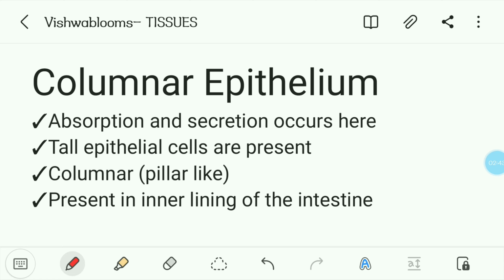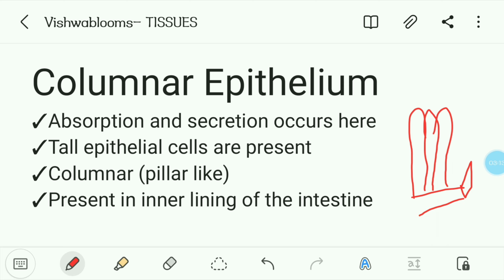Now columnar epithelium. Here, absorption and secretion happen. And how are they present? They are tall epithelial cells, present in this way. Tall they are. And columnar epithelium is like a pillar upon the surface. Okay, it will look like that only. I will show the picture also.